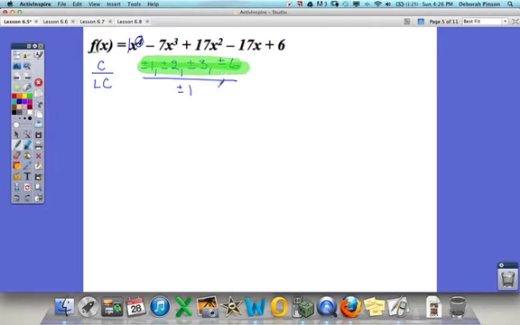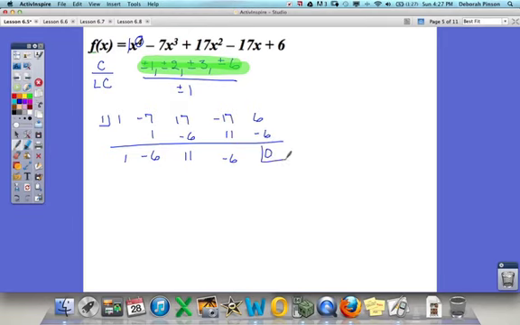So I'm going to guess and check until I find one that works. I'm just going to start with 1 again, and I'm going to put my coefficients. Alright, so let's do our synthetic division. Oh, we lucked out. This is one of my answers because I have a remainder of 0. So 1 is an answer.